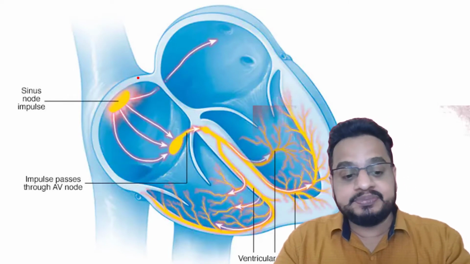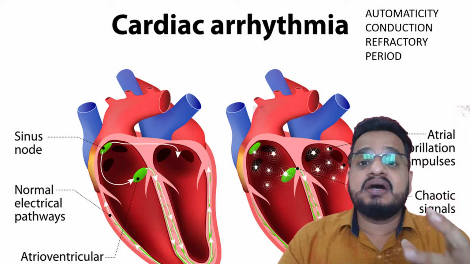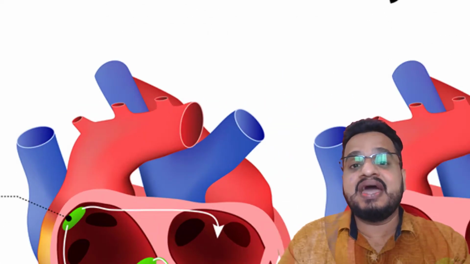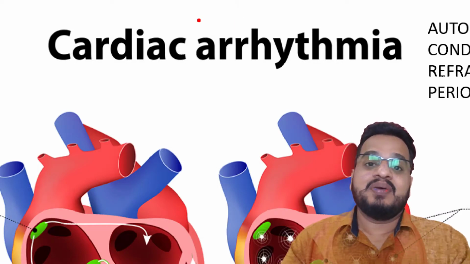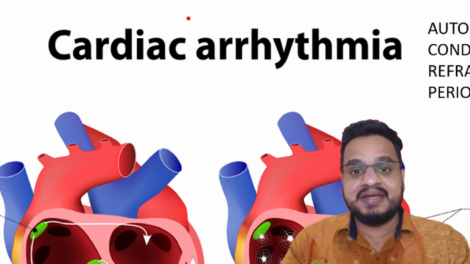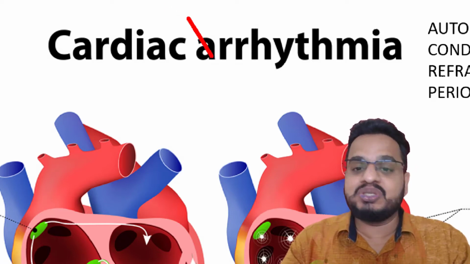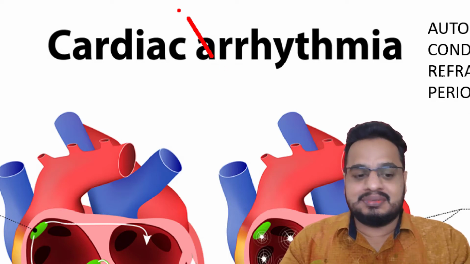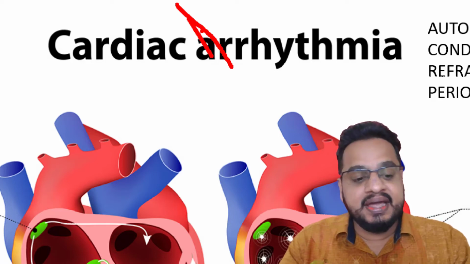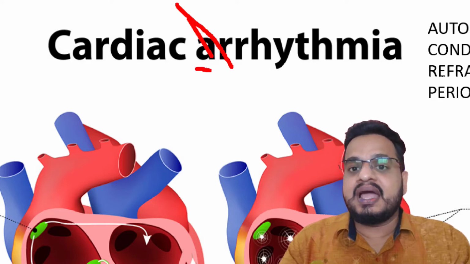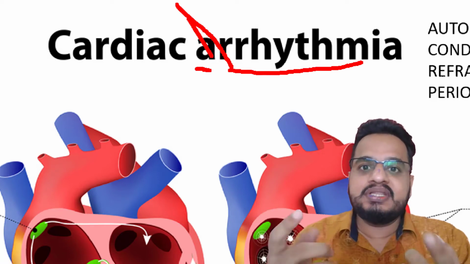Now please understand what happens in case of cardiac arrhythmia. What is this? Cardiac arrhythmia. This "a" refers to no, isn't it? In cardiac arrhythmia, that is a and then rhythm, there is no rhythm.